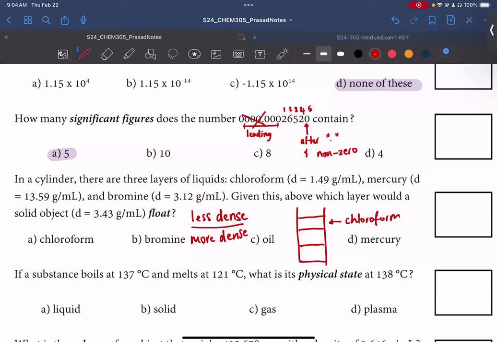And I'll put the number 2 so you can easily see it, 1.49. Following that, wait, no, not mercury. Bromine, which is 3.12. And then finally, mercury.